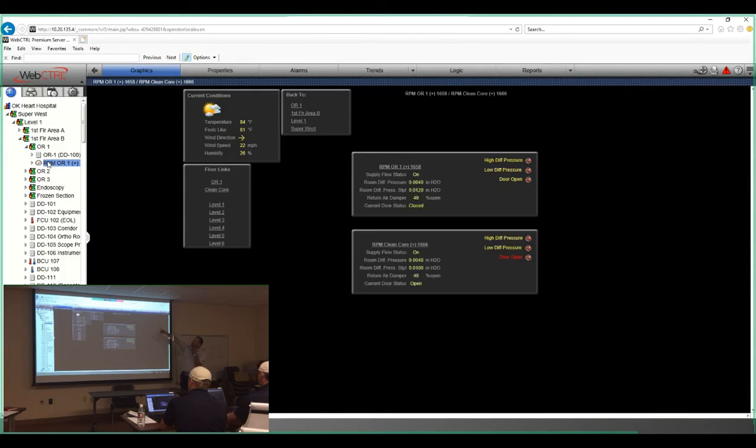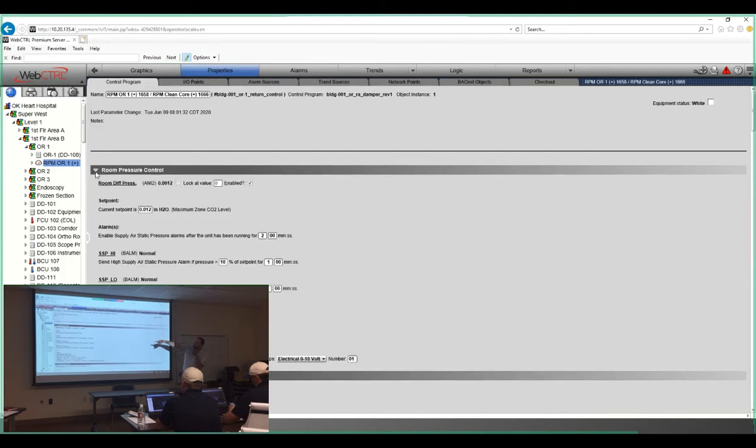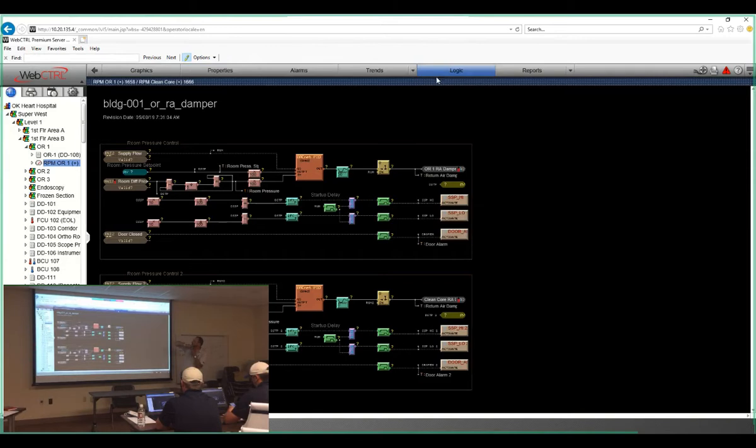Then you can go up to either the properties page, underneath the control program. Remember those settings, the pressure set points and settings are all underneath there, or the logic page. So jump on the logic page, Joe. You see here's our pressure set point. Notice right here, 0.01. This is what's controlling the room pressurization by taking the return damper.